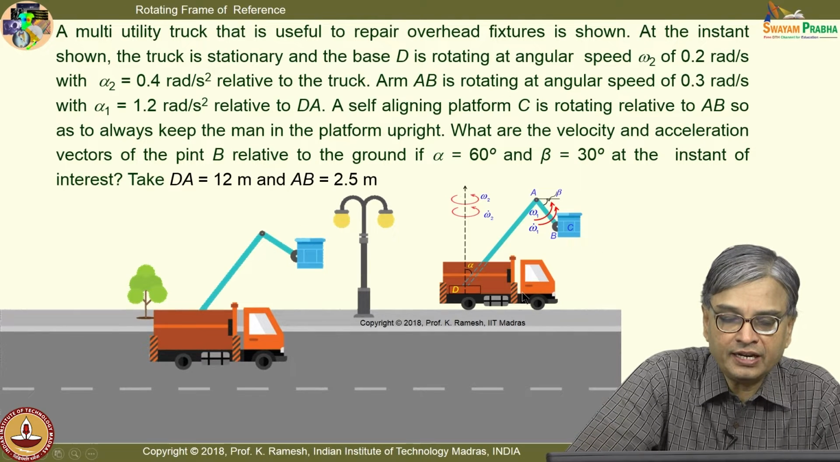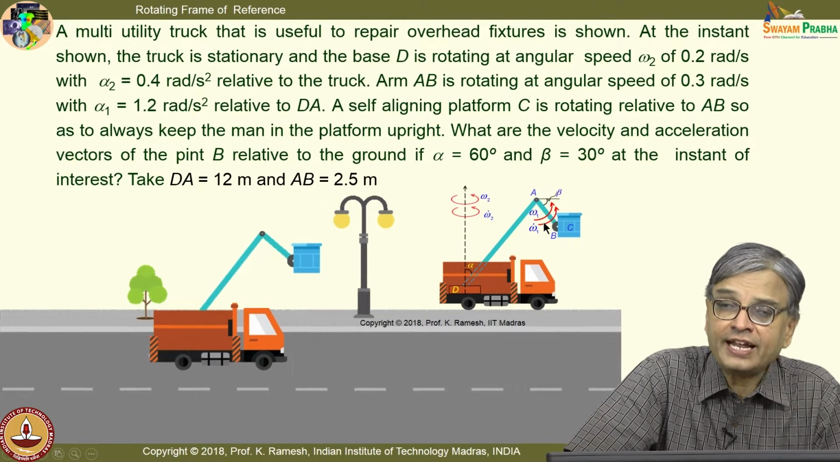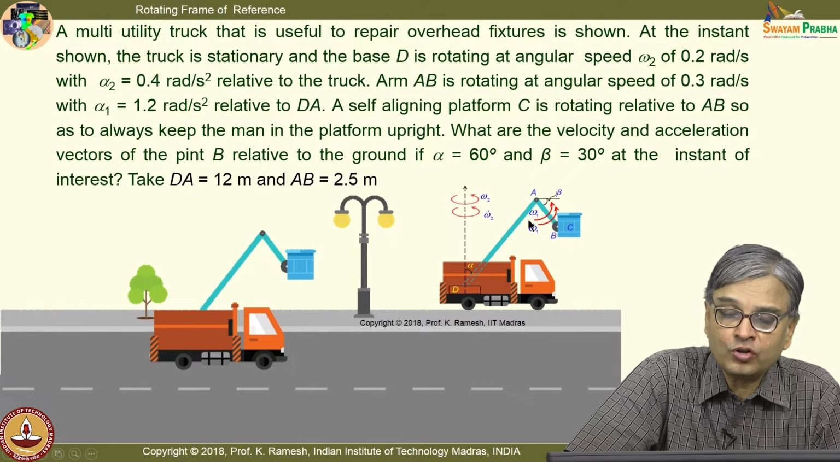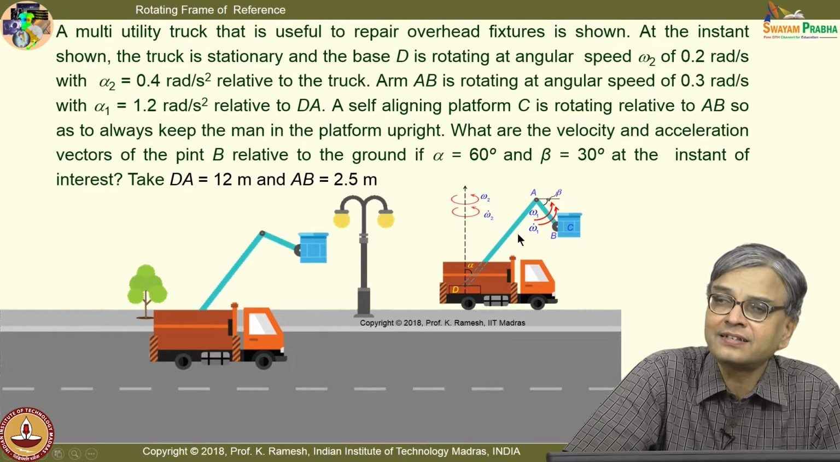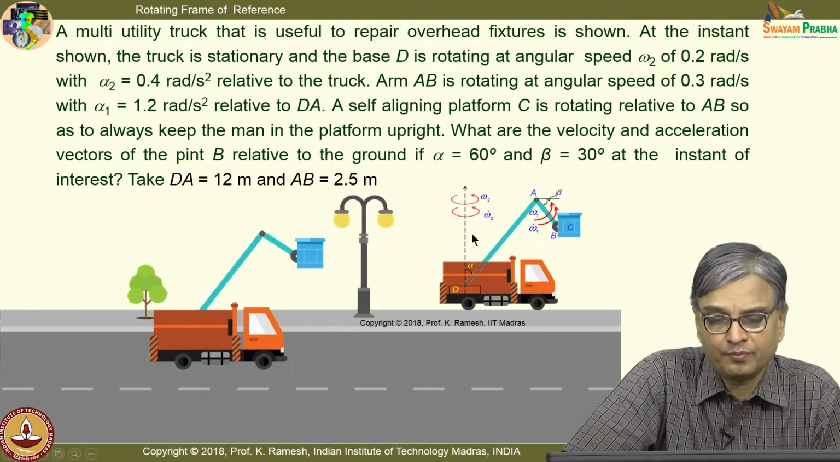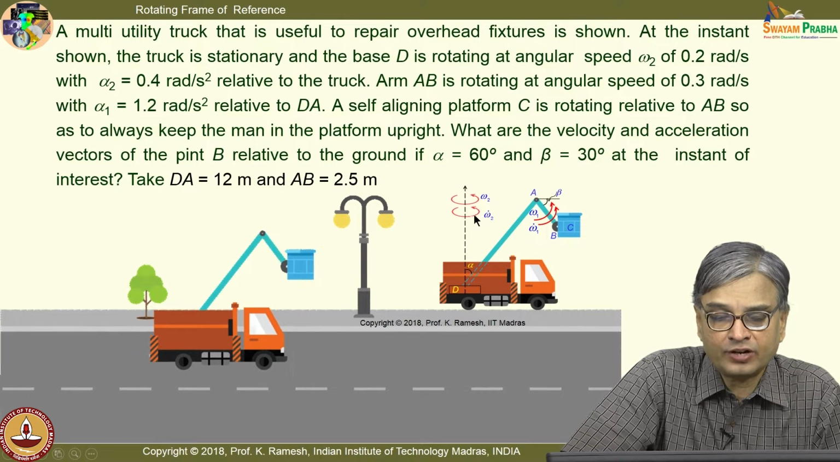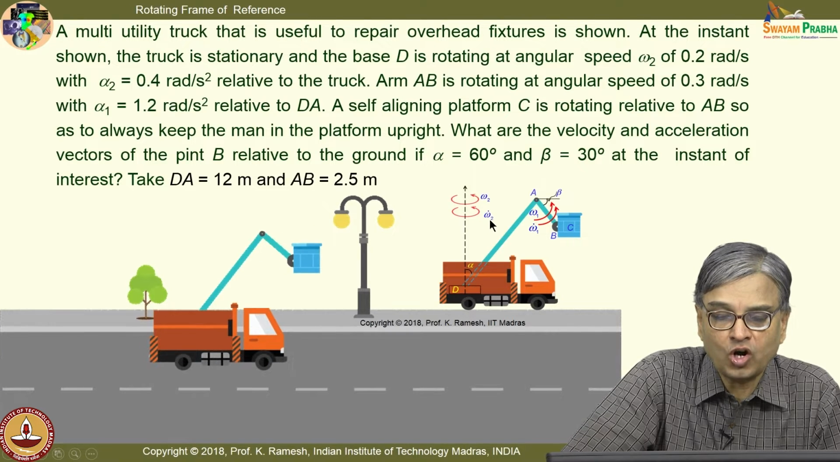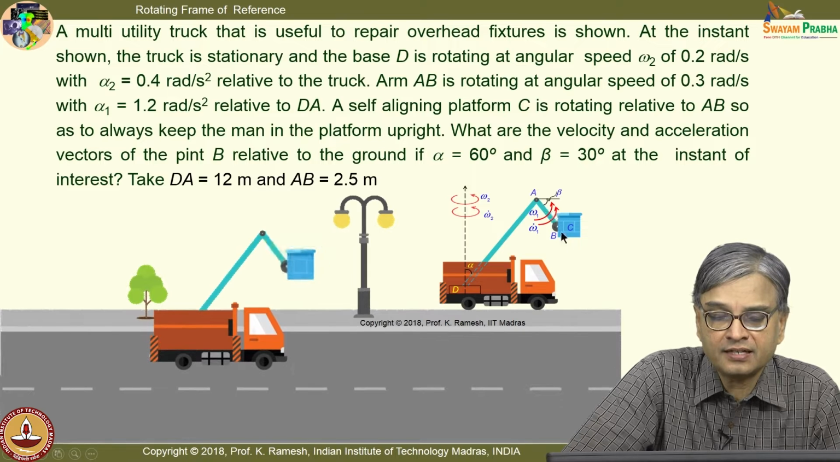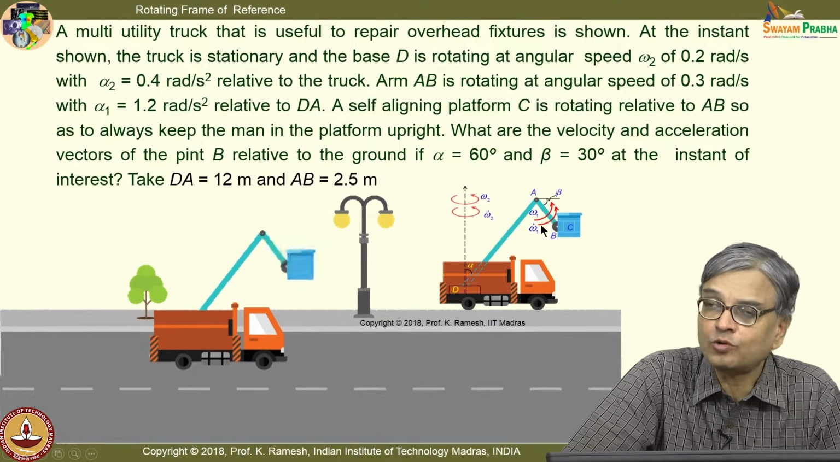And what is shown here is that the rotating axes have both velocity as well as acceleration. This is rotating with angular velocity omega 2, and this is rotating with angular acceleration omega 2 dot. And here this arm is pinned, and this is rotating with angular velocity omega 1. This also has an angular acceleration omega 1 dot.